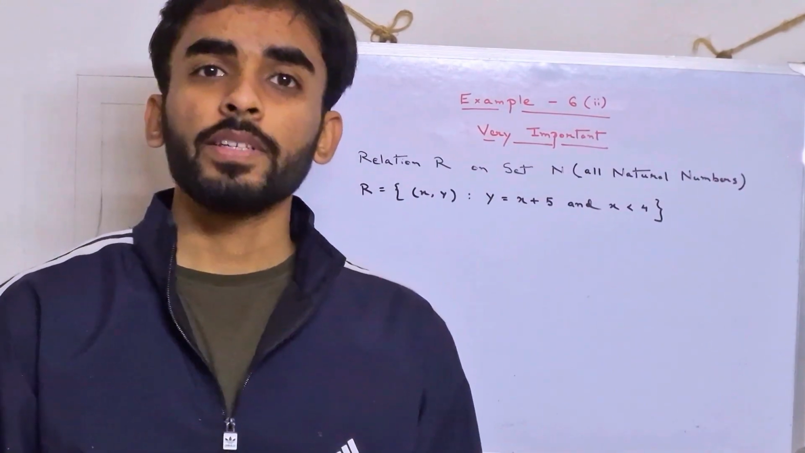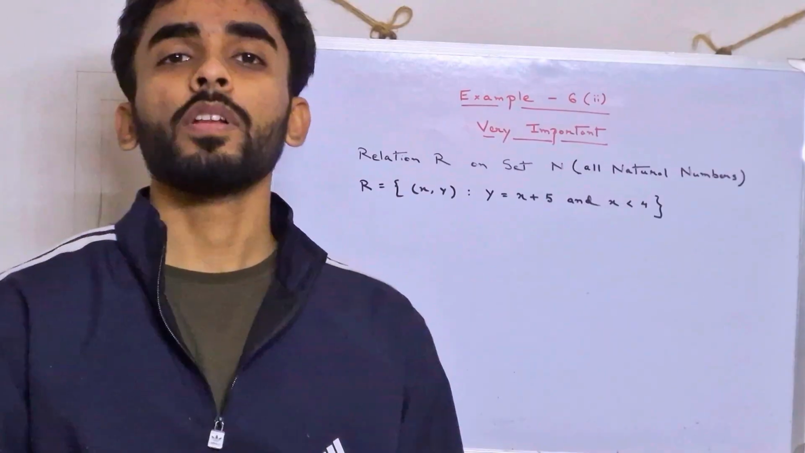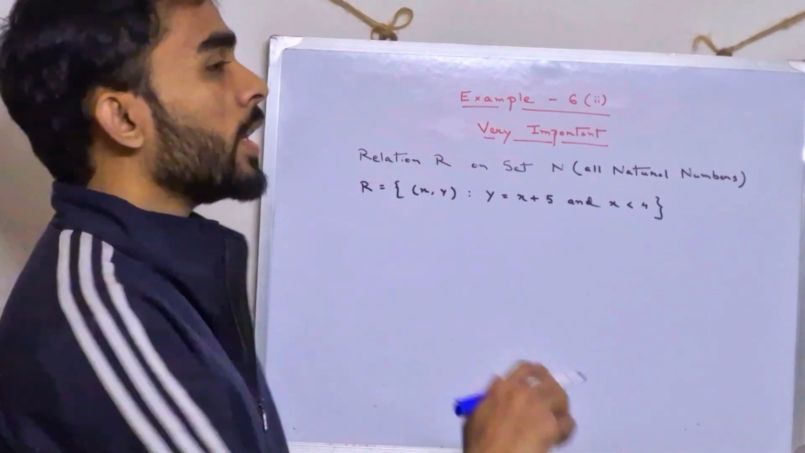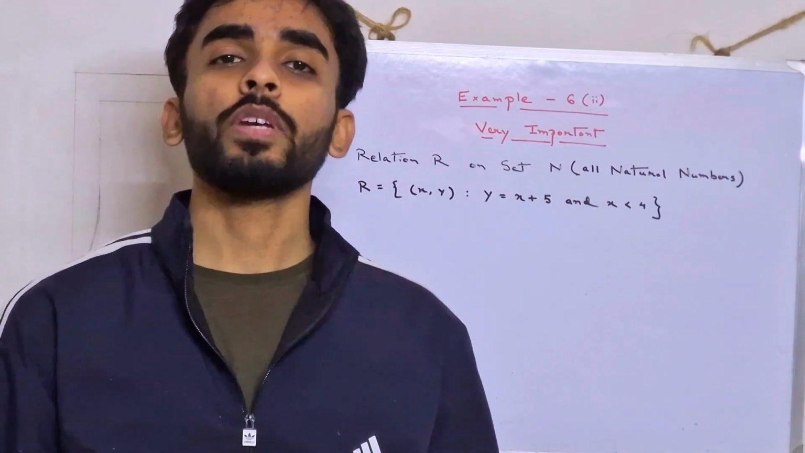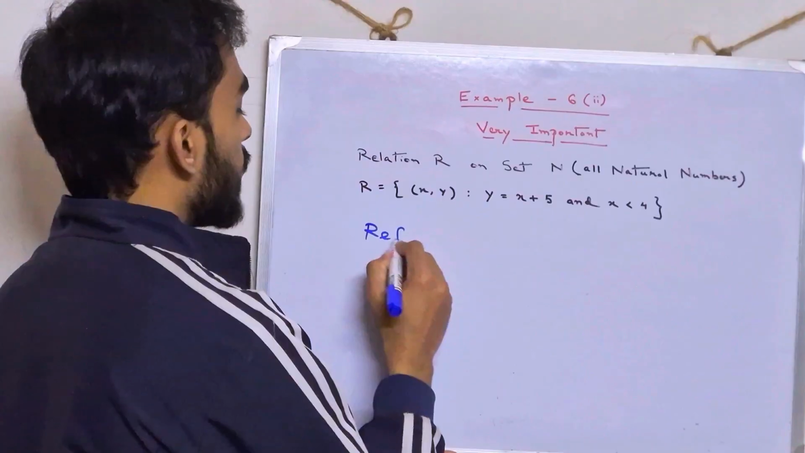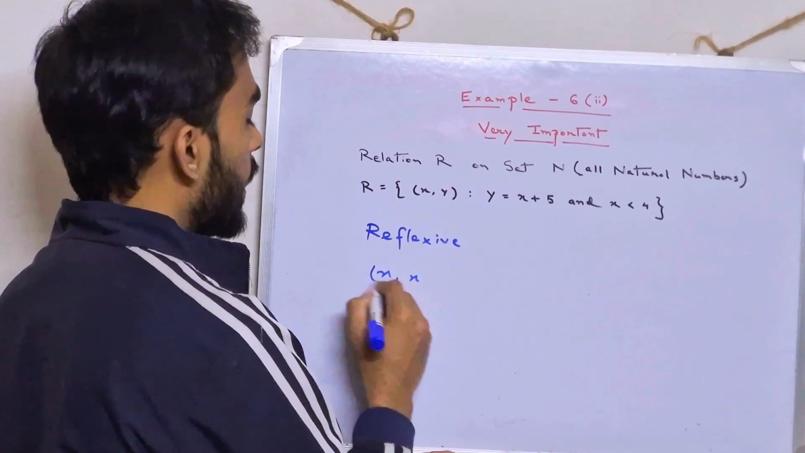Guys, this is a very important example, and we will see how it teaches us something fundamental about transitive relations. So in this question we have to check whether this is reflexive, symmetric and transitive. First, let's check if this is reflexive. Guys, in reflexive we check for x comma x.